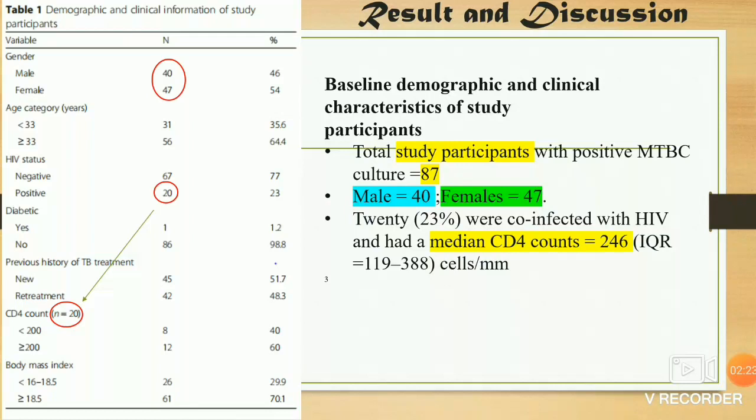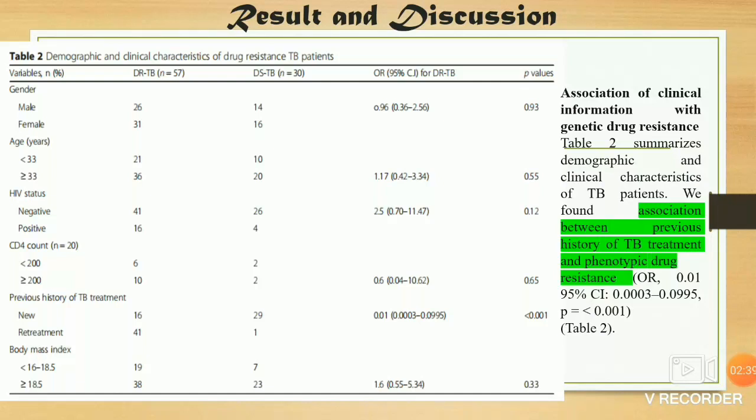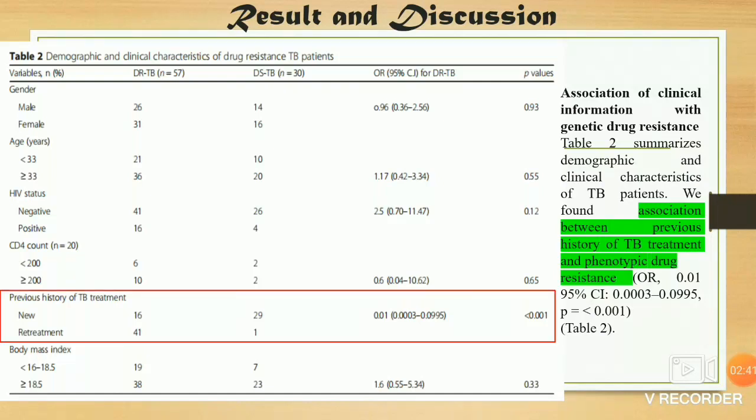We are now focused on results. Based on table 1, we know that of the total 87 participants, 40 are male and 47 are female. 20 of them were co-infected with HIV, with a median CD4 count of 246. Based on table 2, we know that there is an association between the previous history of TB treatment and phenotypic drug resistance.